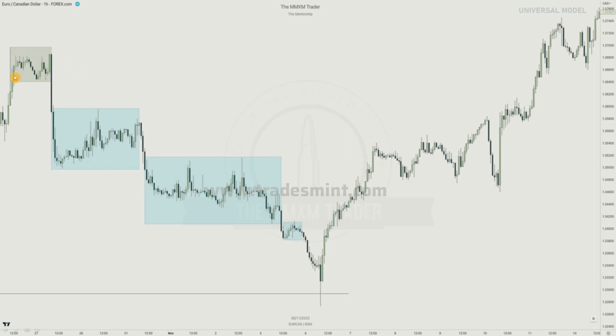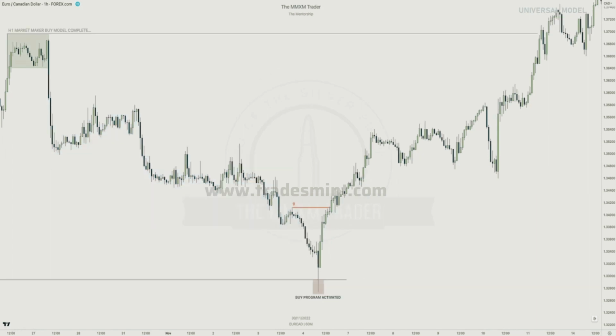So original consolidation up here, accumulation phase number 1 over here, accumulation phase 2, and even a third accumulation phase until we purge that sell side liquidity, right? Now we want to see a buy program activated after we purge that sell side liquidity. So buy program activated, right?